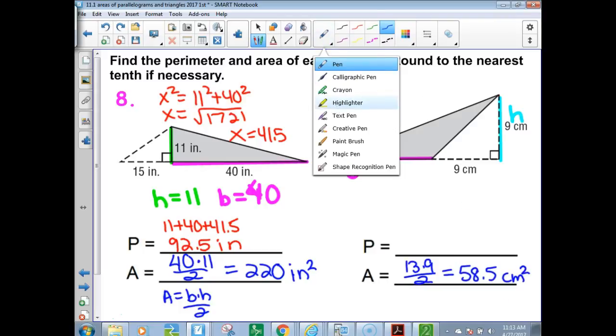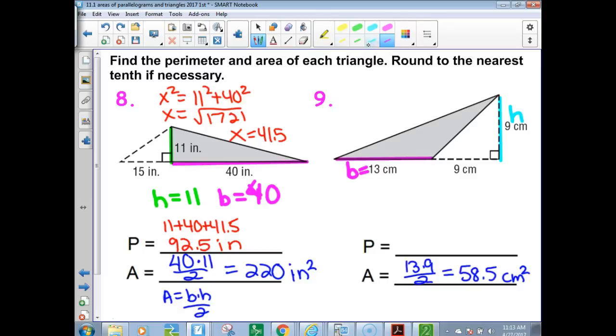The next part, though, sometimes we have trouble with this idea. What kind of triangle is that if it has isosceles and you need to find the hypotenuse?